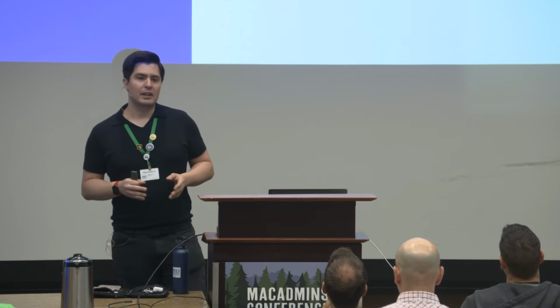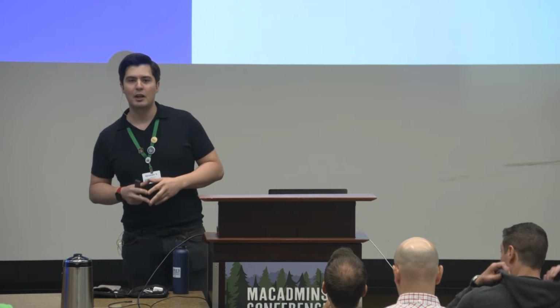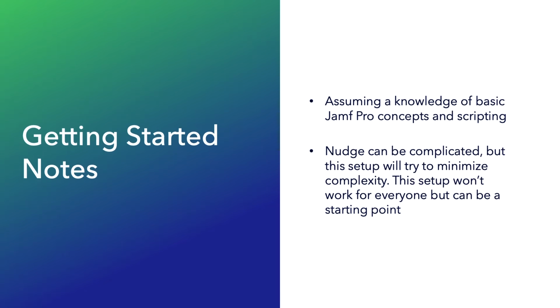I am going to assume a couple of things here before we get started. I'm going to assume a little bit of basic Jamf Pro knowledge. Although this is a Jamf heavy presentation, I do think that this still applies to a lot of people using Nudge outside of Jamf. But you should also know a little bit about scripting. Honestly, most of the scripting can be copied over. There's not really too much being changed here, but you can over-configure this as much as you want.